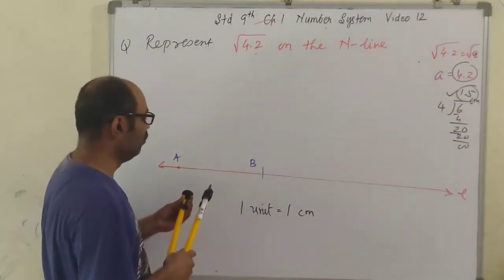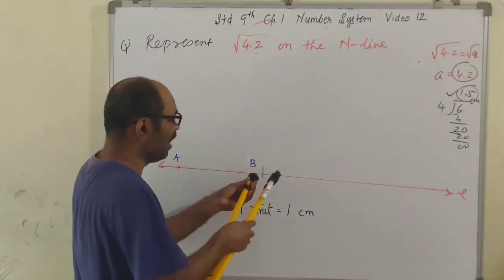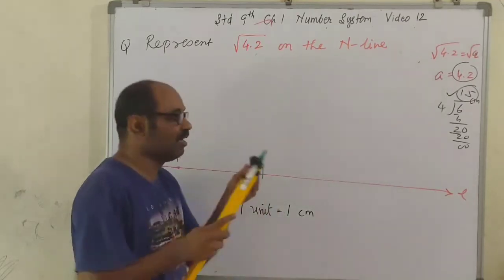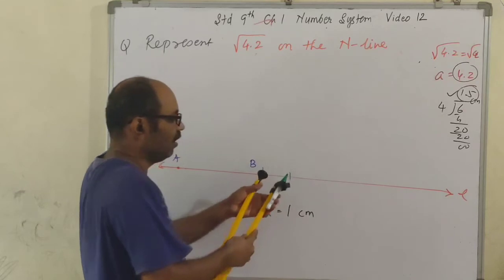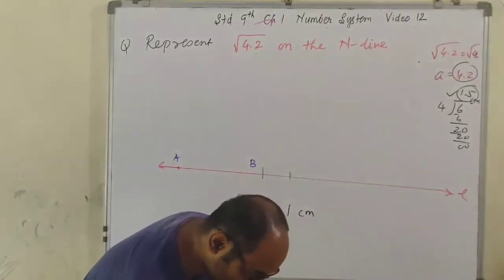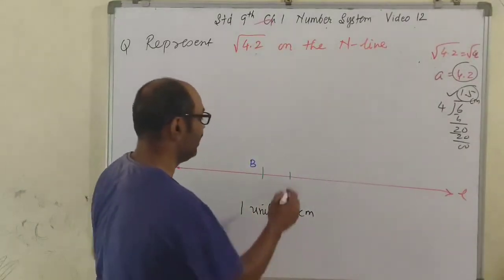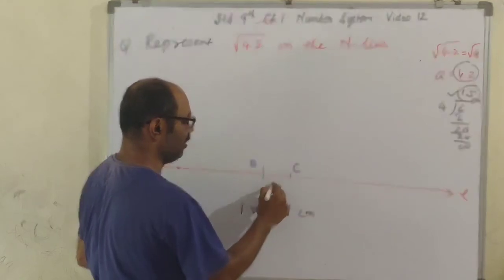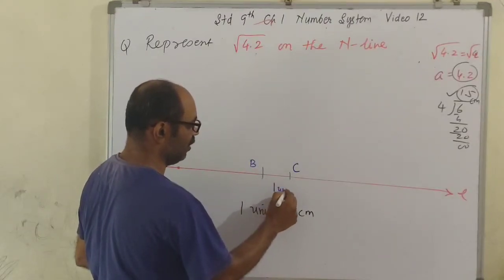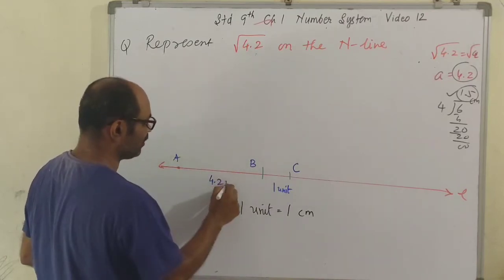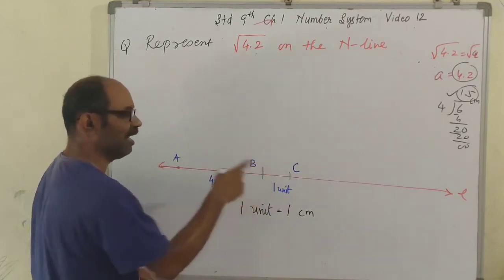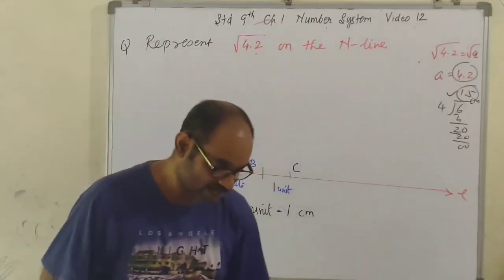Fine. Now, just 1 centimeter. I've chosen 1 centimeter and here it is. Alright. This is point C. And this is 1 unit. This is 4.2 units. You may write, you may not write. There is no need to write it.